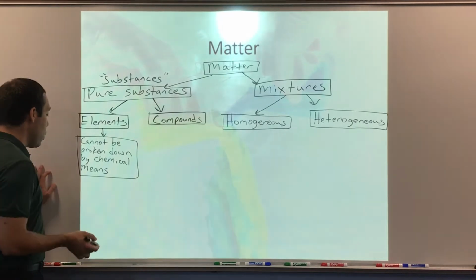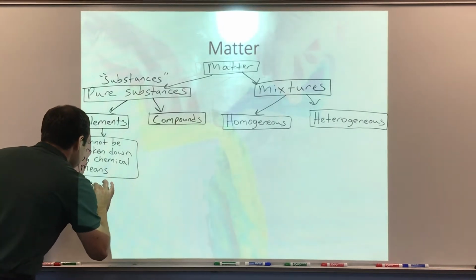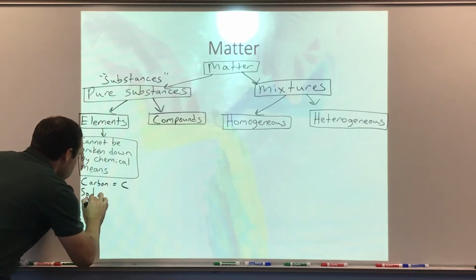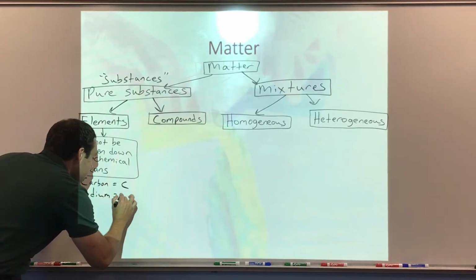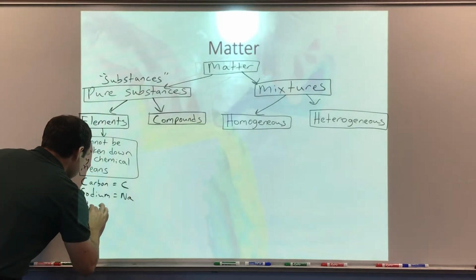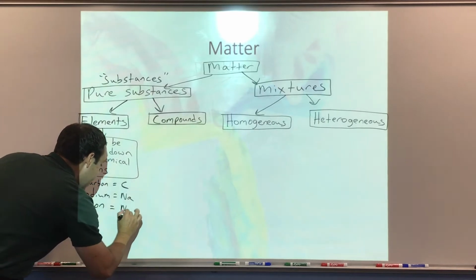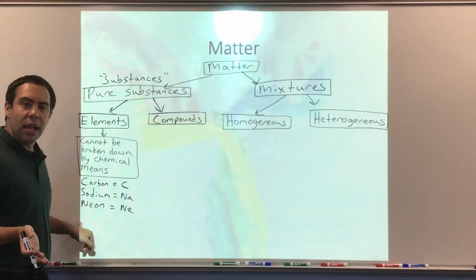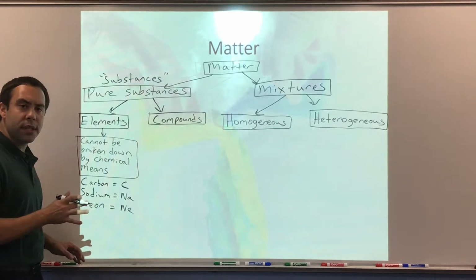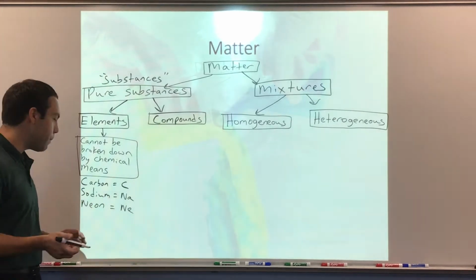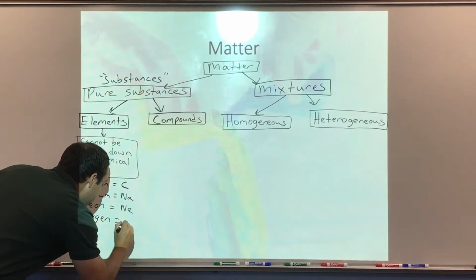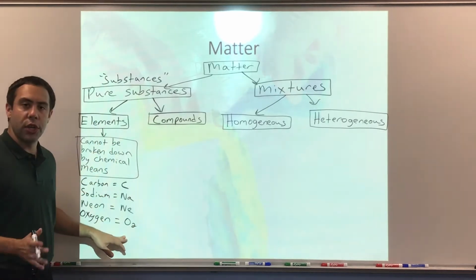For example, you can have carbon, which is C, sodium, which is Na, a gas like neon, which is Ne. And we'll have some elements that are called diatomic elements or diatomic molecules that can only exist in nature in pairs. We'll talk about those later on. Oxygen is one example. So the oxygen you breathe is not just O, it's O2.